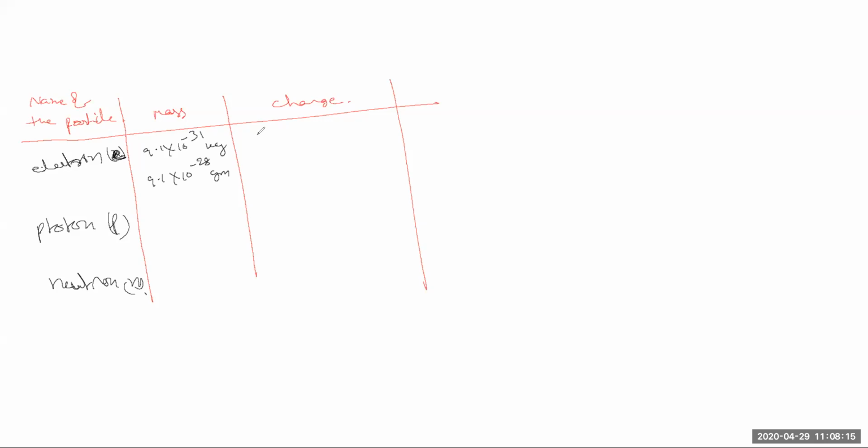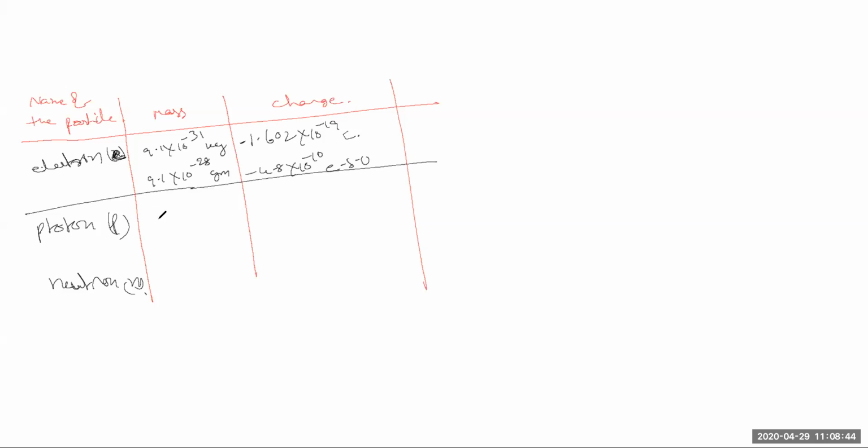What is the charge? 1.602 into 10 power minus 19 coulombs. So that is the charge, or minus 4.8 into 10 power minus 10 ESU, electrostatic units. This is the electron. Next, proton.